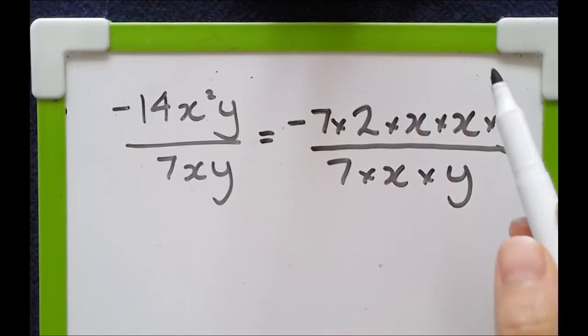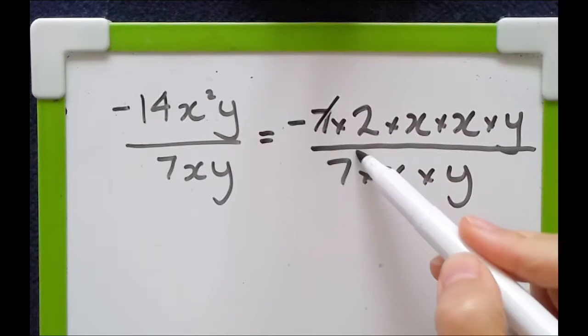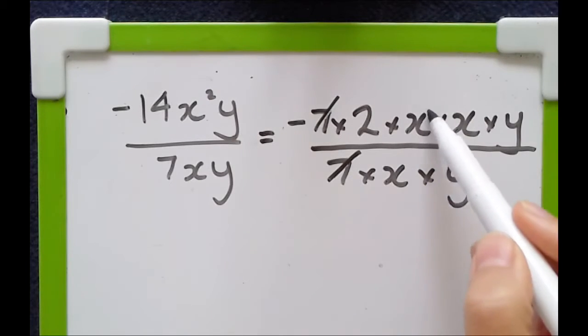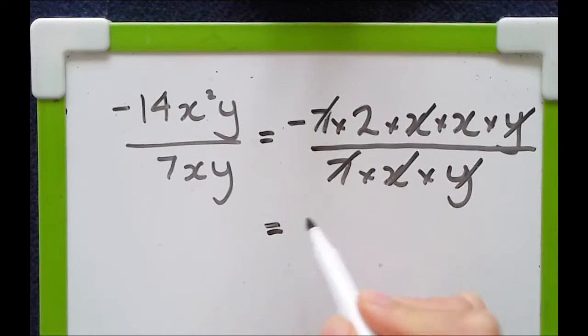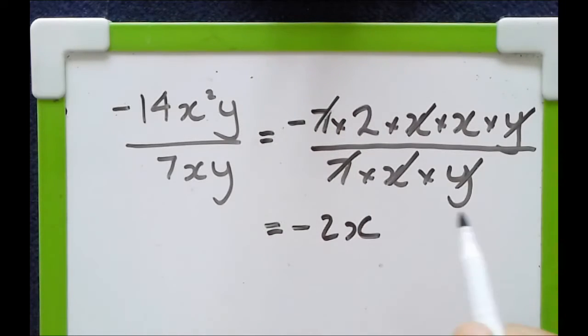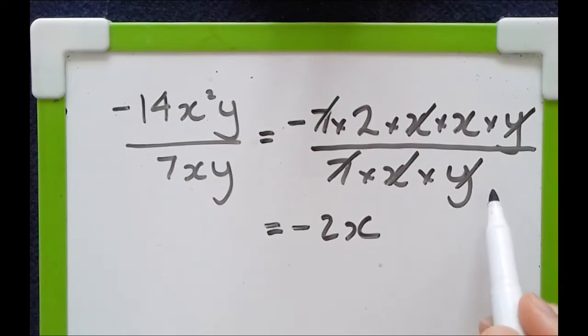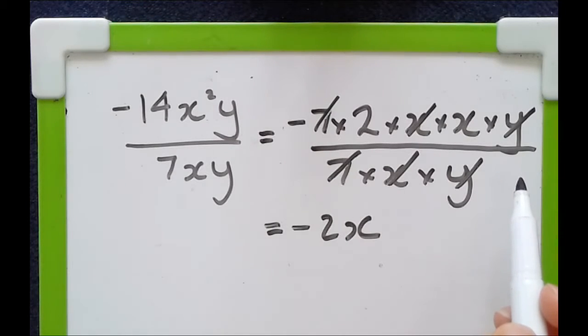This makes it easy to see that 7 is a factor on top and on the bottom, so we can get rid of it. We can divide through by x and divide through by y, so they're all cancelled. What do we have left? We just have minus 2x left. It's divided by 1. If there's nothing left on the bottom, don't divide by 0. It's divided by 1, so negative 2x. All right, let's try another one.